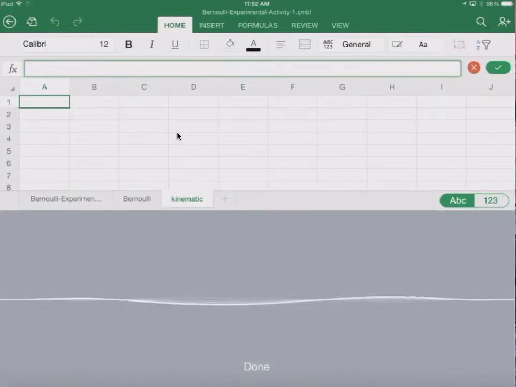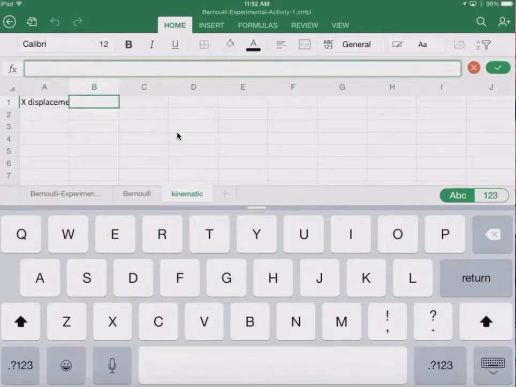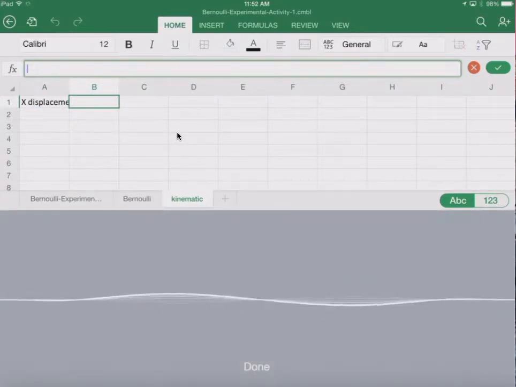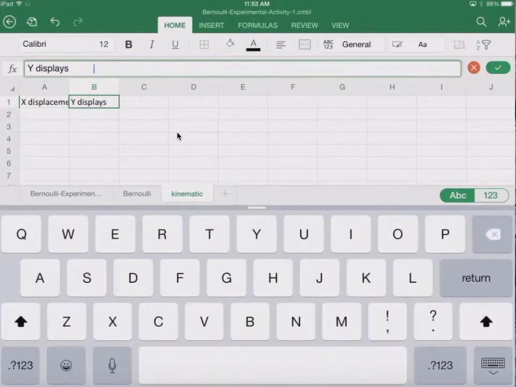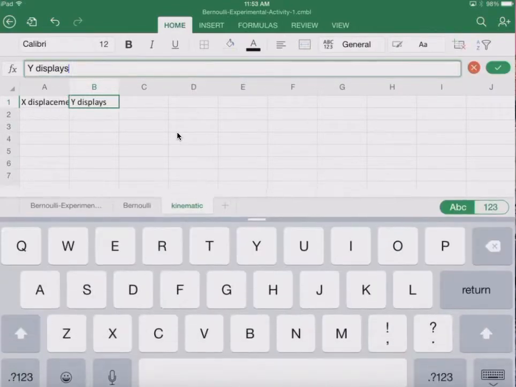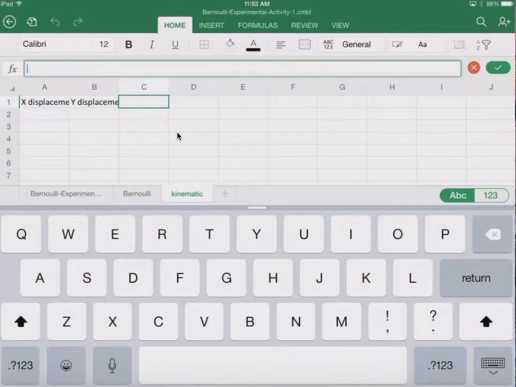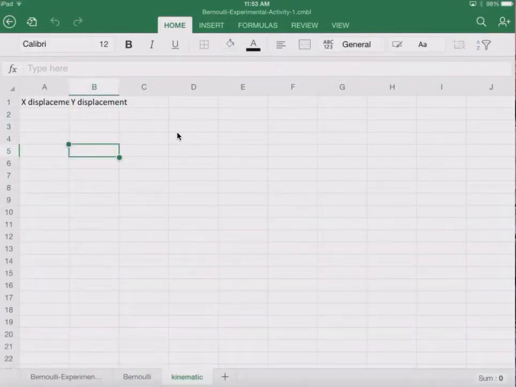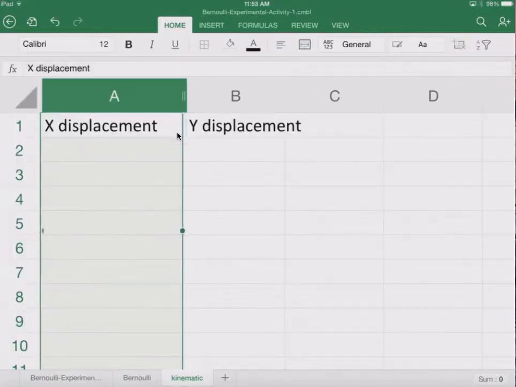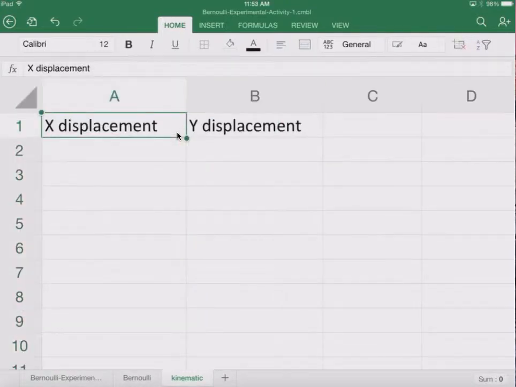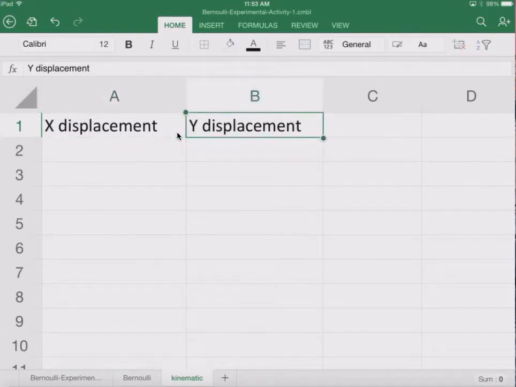X displacement, capital letter Y displacement. So let me make that a little bit bigger. I really should wrap this, and I'm going to wrap this. Wrap. And let's go ahead and put our units in.